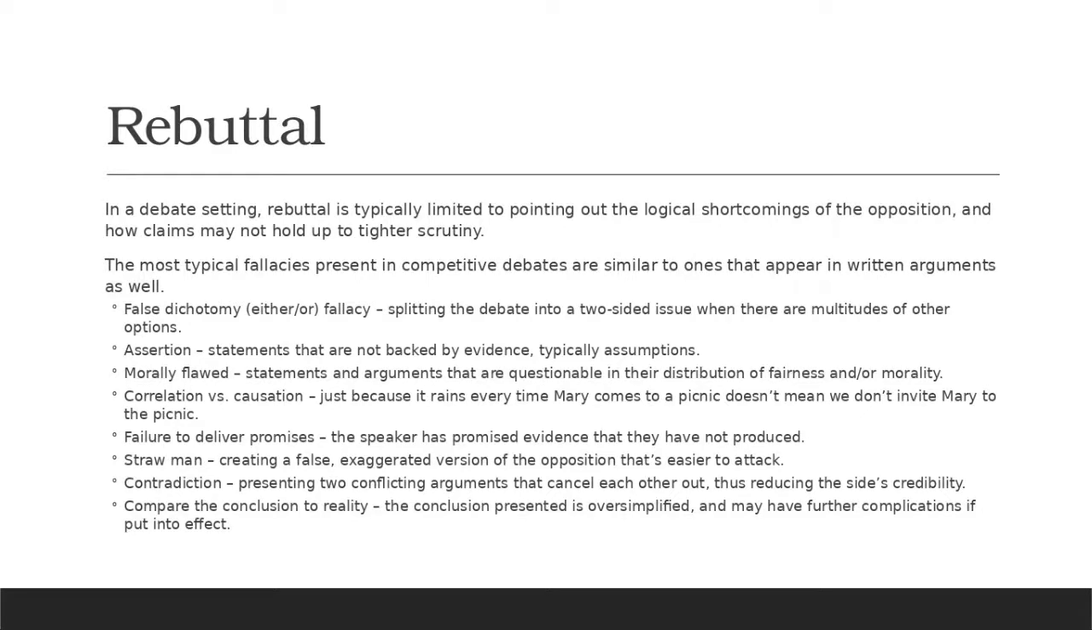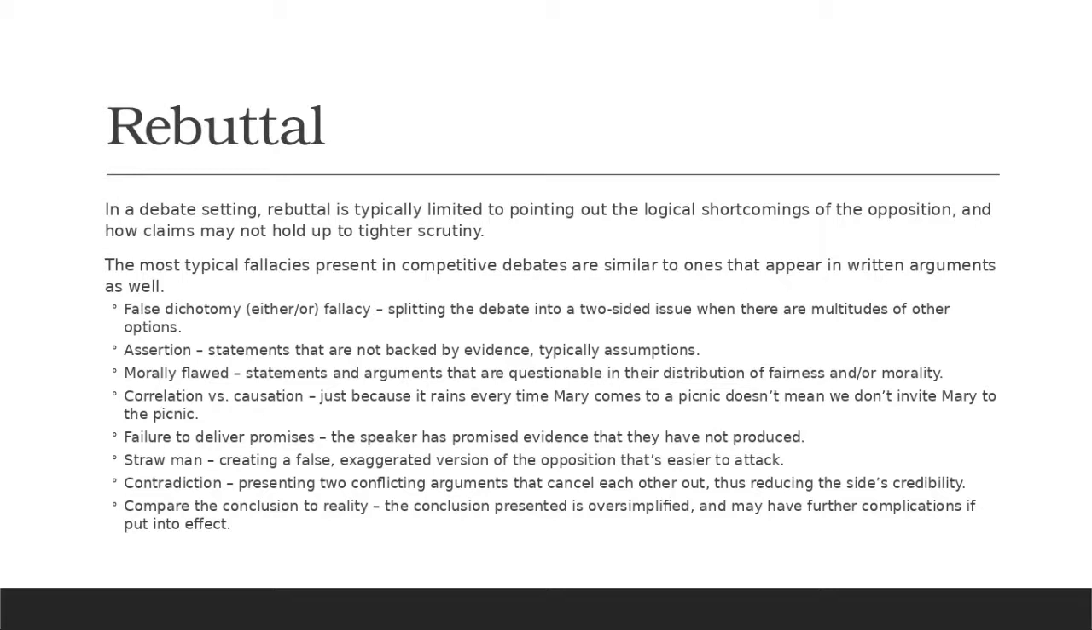Assertion, statements that are not backed by evidence. Typically, these are assumptions. They're based in biases. Morally flawed statements and arguments that are questionable in their distribution of fairness and or morality. Correlation versus causation. Just because it rains every time Mary comes to a picnic doesn't mean we don't invite Mary to the picnic. Just because one thing happens when another thing happens doesn't mean that they're related.